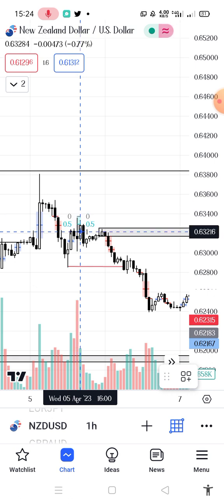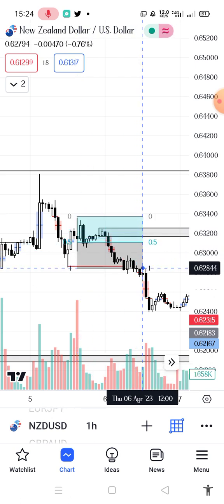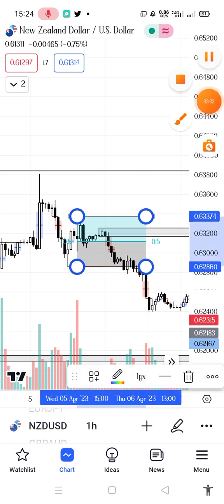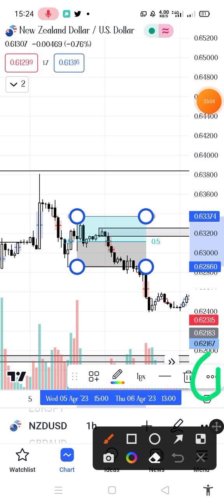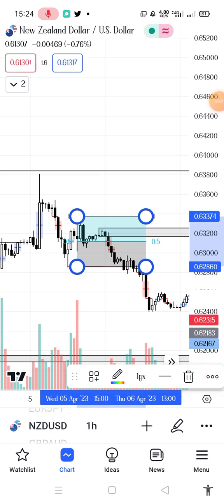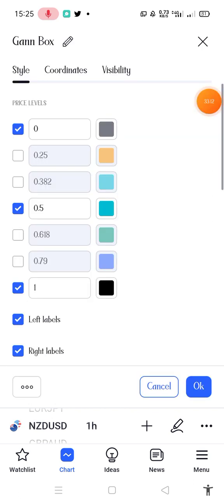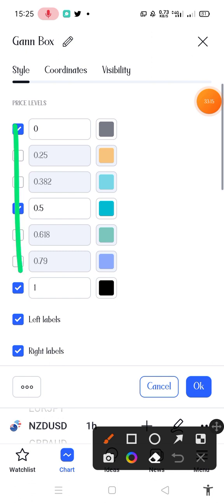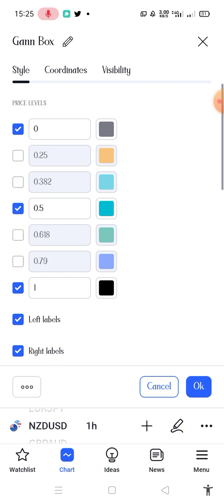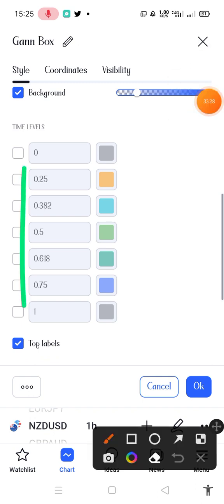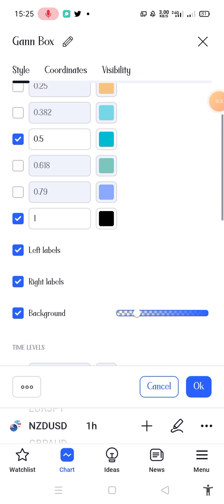It won't look like this if you're just using it for the first time. So you click on this three dotted line, then you scroll down and click on settings. If you're opening this for the first time, all these boxes will be ticked. So you untick the rest and leave 0, 0.5 and 1, and you move below. All these boxes here too will be ticked, so you untick all of them.